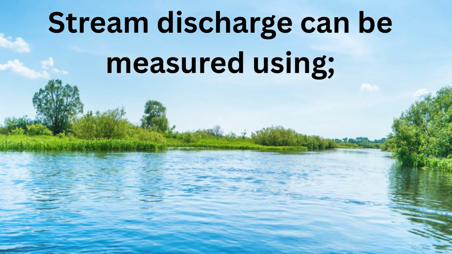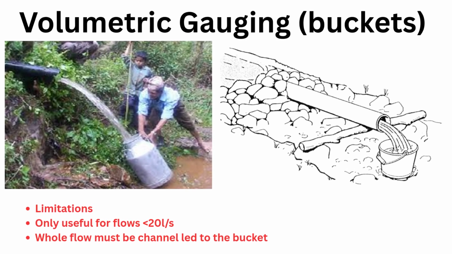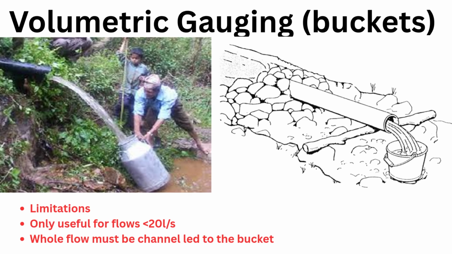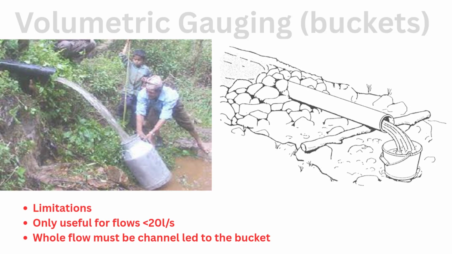Stream discharge can be measured using volumetric gauging, buckets. This method has limitations. Only useful for flows less than 20 liters per second. Whole flow must be channeled to the bucket.